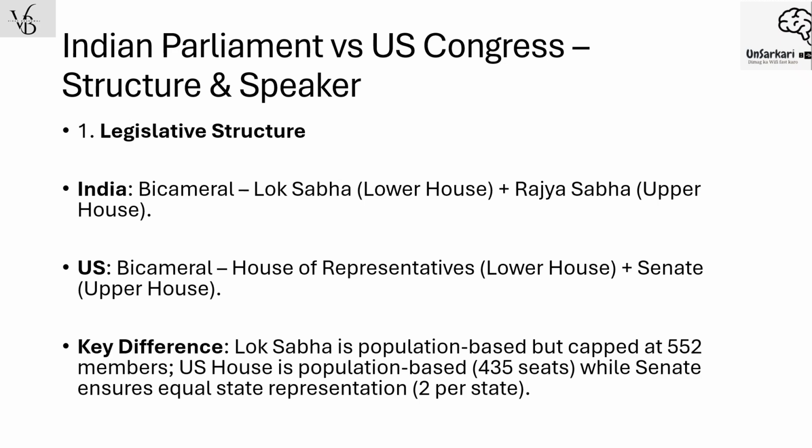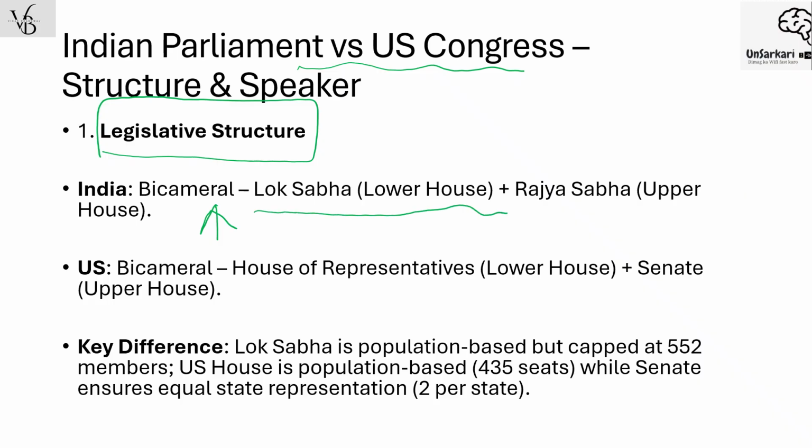When we say Indian Parliament versus US Congress, then we are essentially trying to understand the legislative structure. In case of India, we know very well it is a bicameral structure: Lok Sabha, which is the lower house, and Rajya Sabha, which is the upper house. And in case of the US, which is also bicameral, there is the House of Representatives, which is the lower house, and the Senate is the upper house.